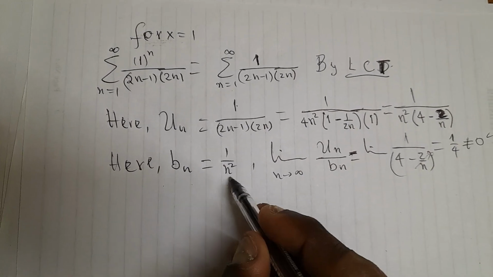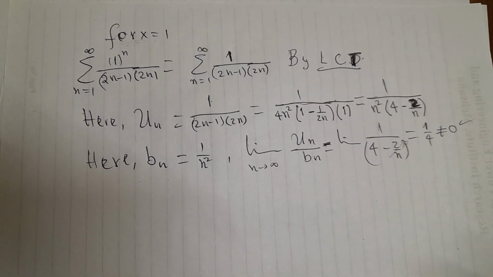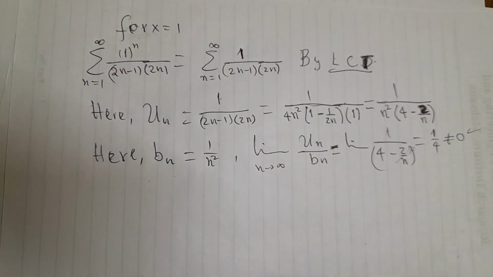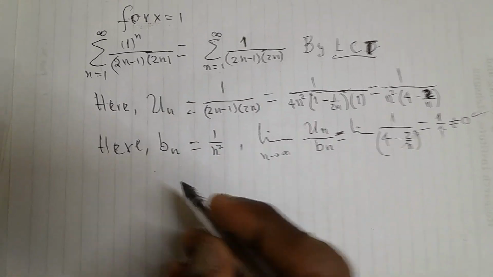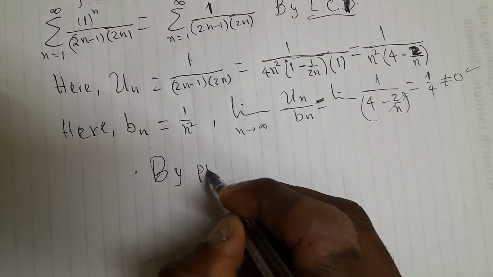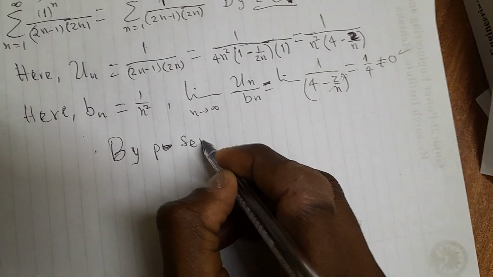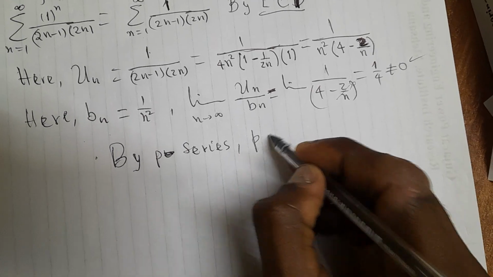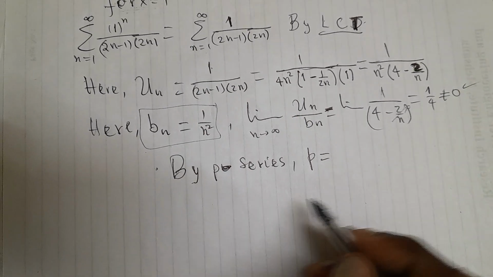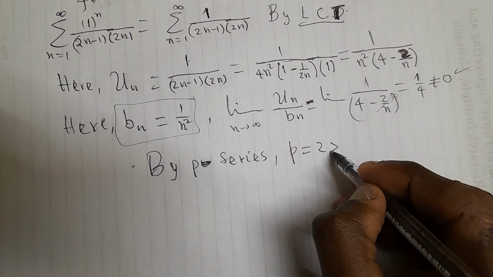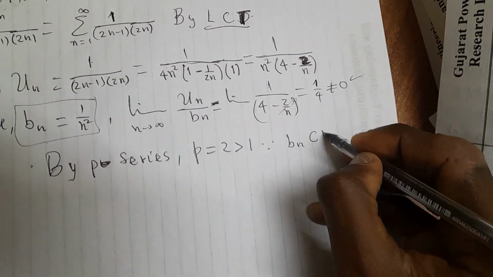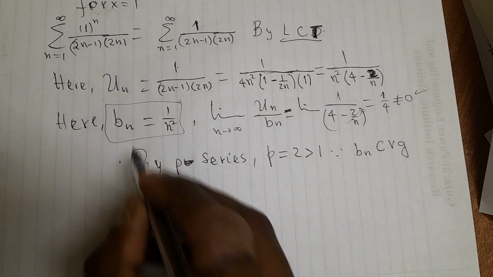Now, if bn is divergent, so this un will be divergent. But if bn is convergent, then un will be convergent. How can we calculate bn convergence? See, by p series, we know that, just analyze for this one. What is p here? p is 2, greater than 1. Therefore, bn converges by p series.